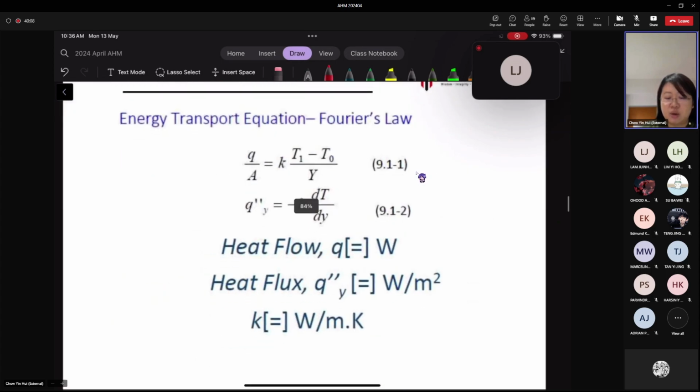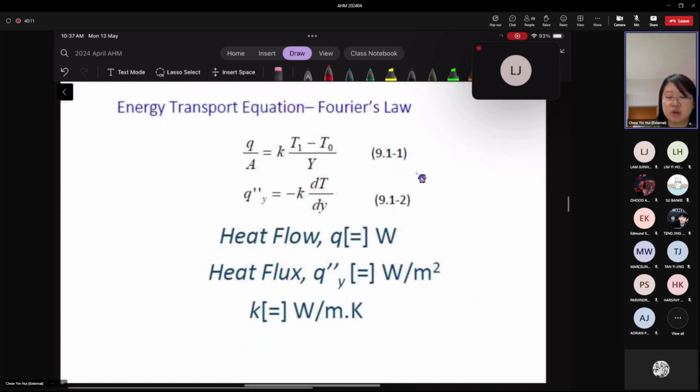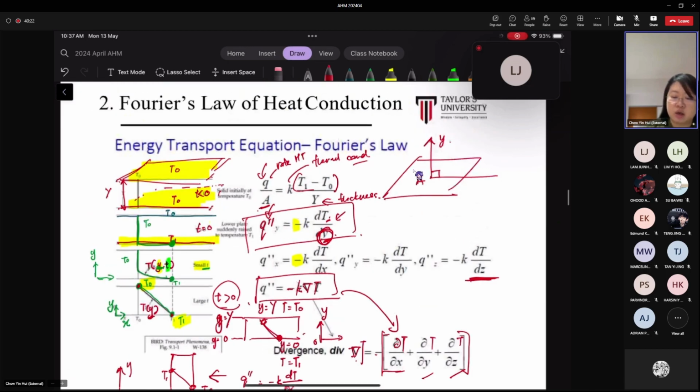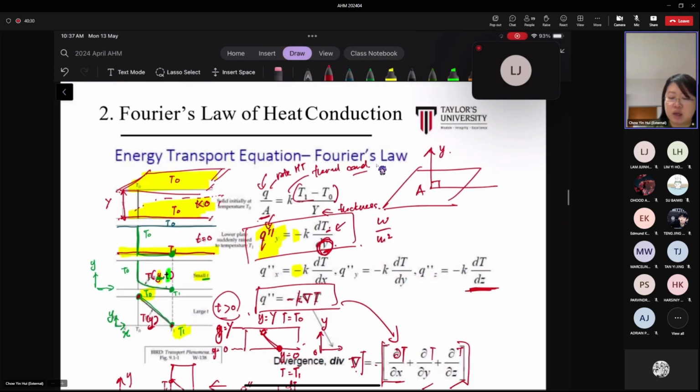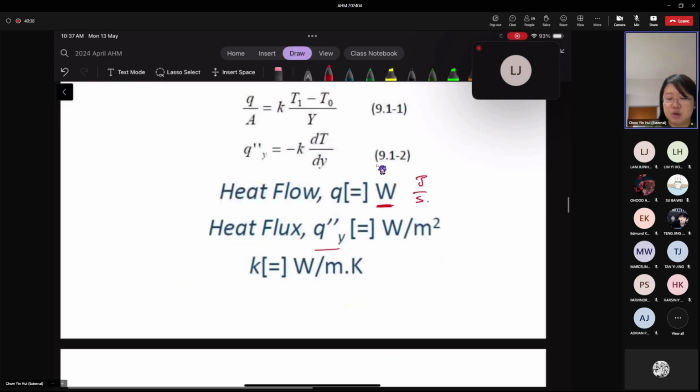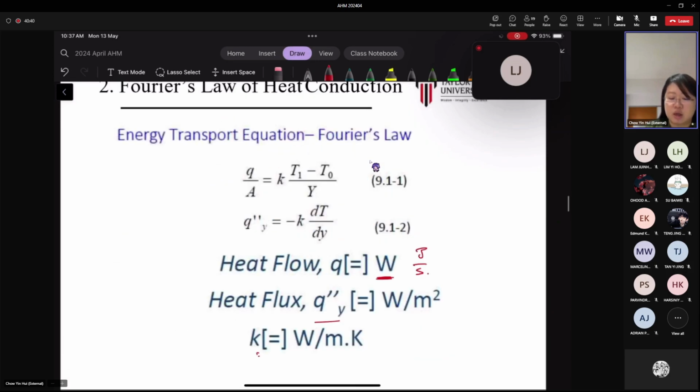Now, okay, that's the Fourier law. Take note that when we are talking about the rate of heat transfer, it would be in watt or joule per second. If it's heat flux, then it will be watt per meter squared. If you're going to calculate area, you just rearrange it and you'll get back the negative kA dT/dy. Your thermal conductivity has the unit of watt per meter Kelvin.